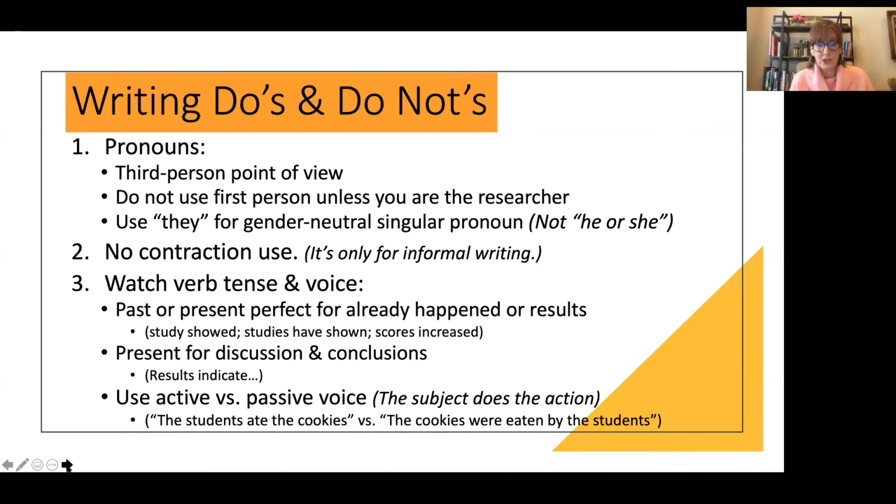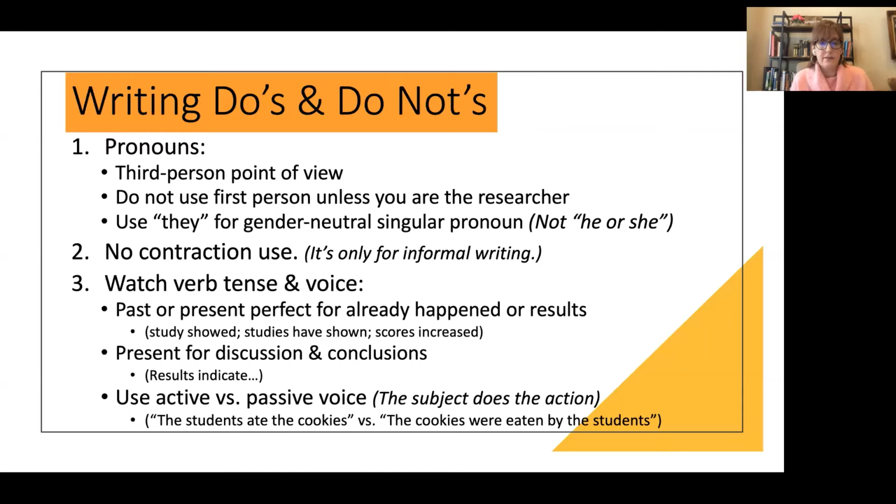And no contraction use. That is probably one of my pet peeves. I put it's in there for an example to remind you, to remind me, of any kind of contraction that you would use, like won't or can't or don't. Please don't do that, because it's not scholarly. The use of contractions is not okay. It's only for informal writing.